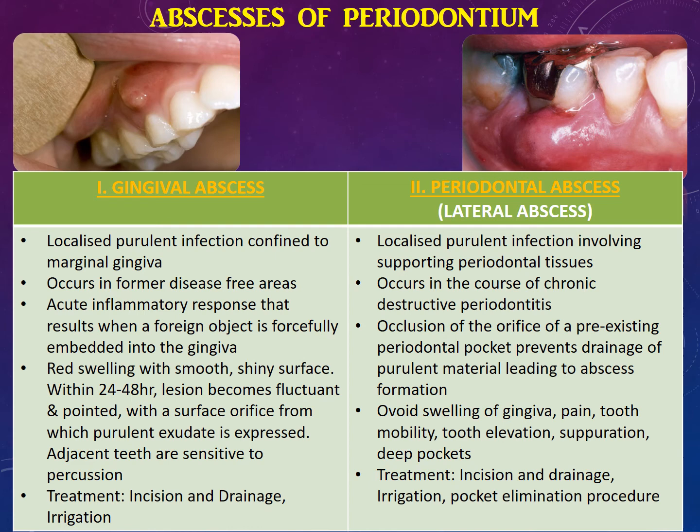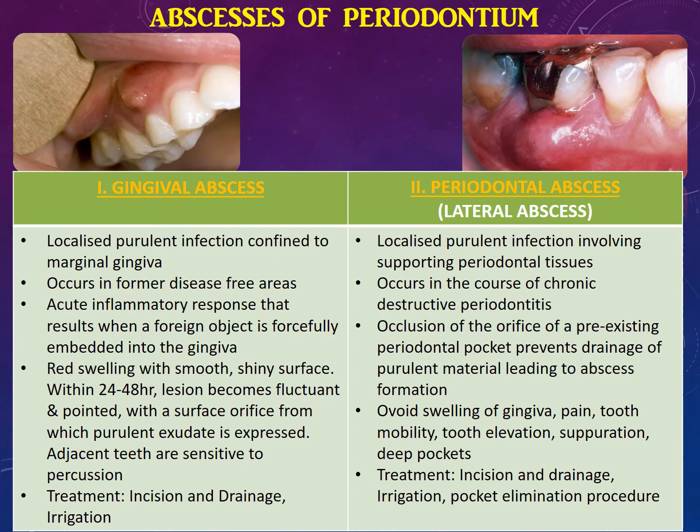So the clinical feature of a gingival abscess is a red swelling with a smooth, shiny surface. Within 24 to 48 hours, the lesion becomes fluctuant and pointed with a surface orifice from which the purulent exudate can be expressed. The adjacent teeth are sensitive to percussion. So if you leave it to progress, it will just rupture spontaneously.